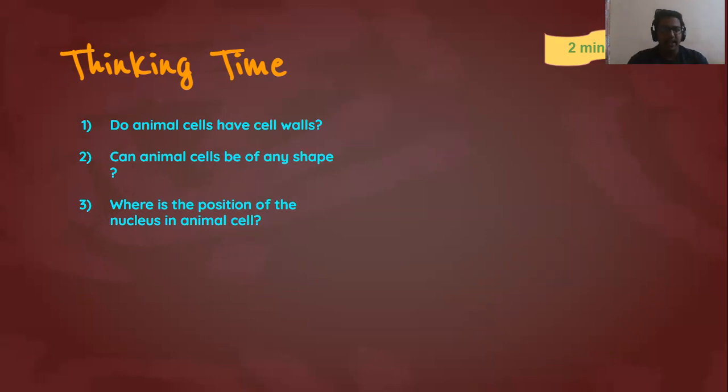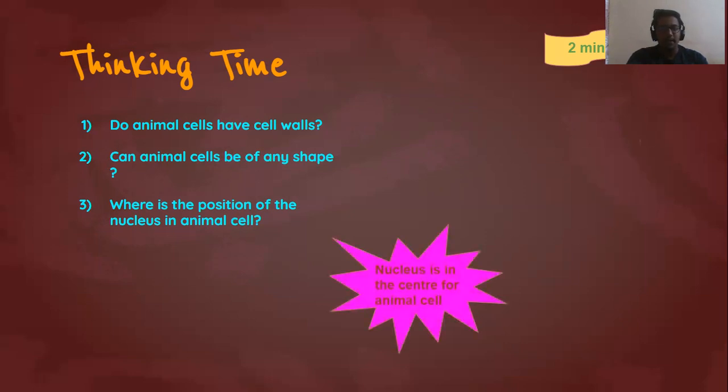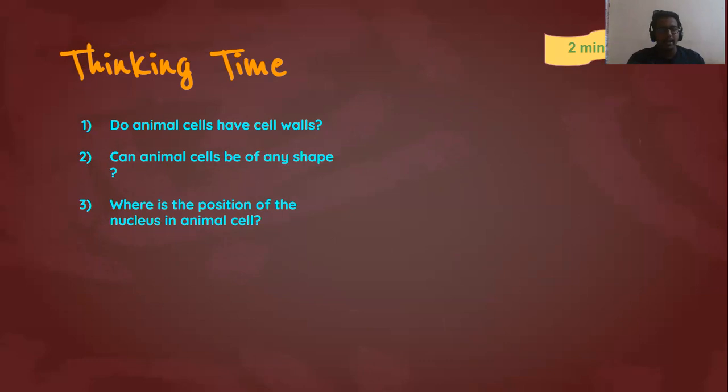Second question, can animal cells be of any shape? Yes, animal cells can be of any shape because they do not have a cell wall. Third, what is the position of the nucleus in animal cell? The position of nucleus in animal cell is at the center. So nucleus is in the center for animal cell. Plant cell के लिए it can be any.